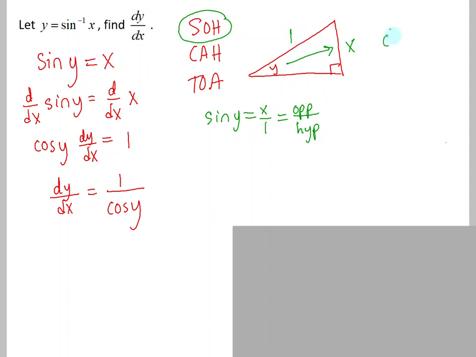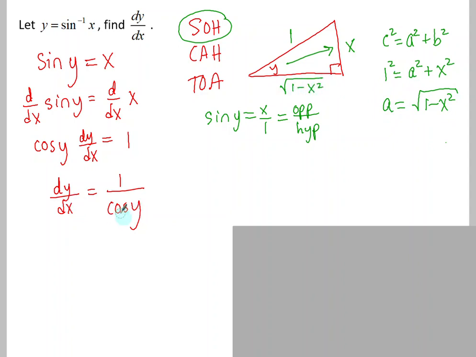Using our Pythagorean theorem, c squared equals a squared plus b squared, we can solve for that missing side of the right triangle. So we've got our hypotenuse squared, 1 squared, equals a squared, our missing side, plus the other side squared, x squared. Solving for a, we get a to be the square root of 1 minus x squared. So this missing side is the square root of 1 minus x squared.